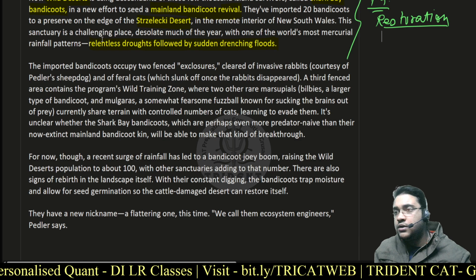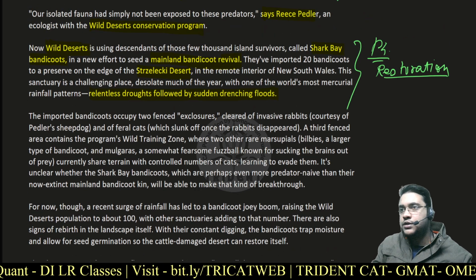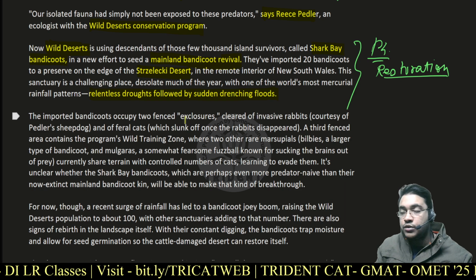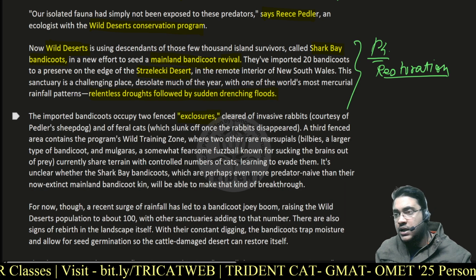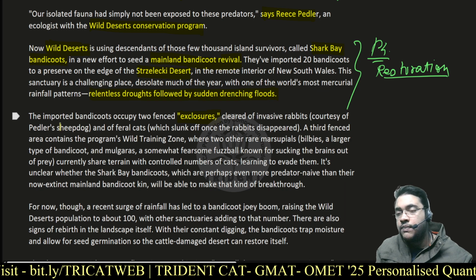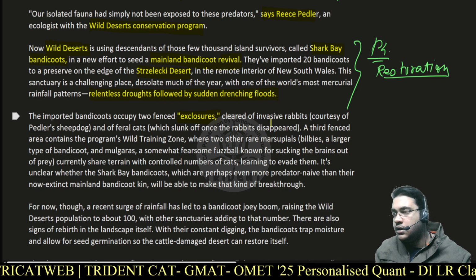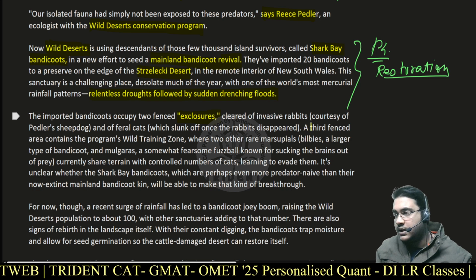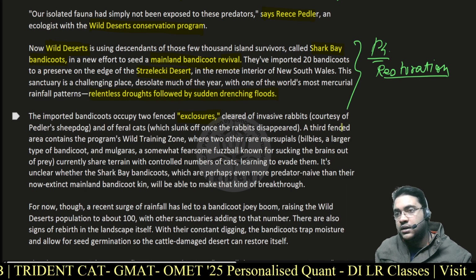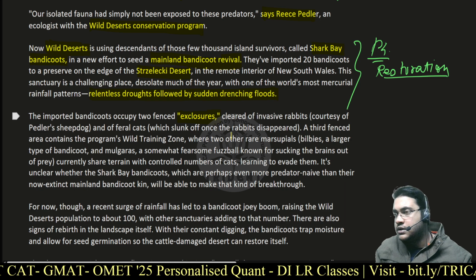The imported bandicoots occupy 2 fenced exclosures. Interesting. They're not talking about enclosures. While I was reading it the first time, I read it like enclosure, but it's exclosures. Let's understand what an exclosure is. The imported bandicoots occupy 2 fenced exclosures cleared of invasive rabbits, courtesy of the peddler's sheepdog, and of feral cats, which slunk off once the rabbit disappeared.